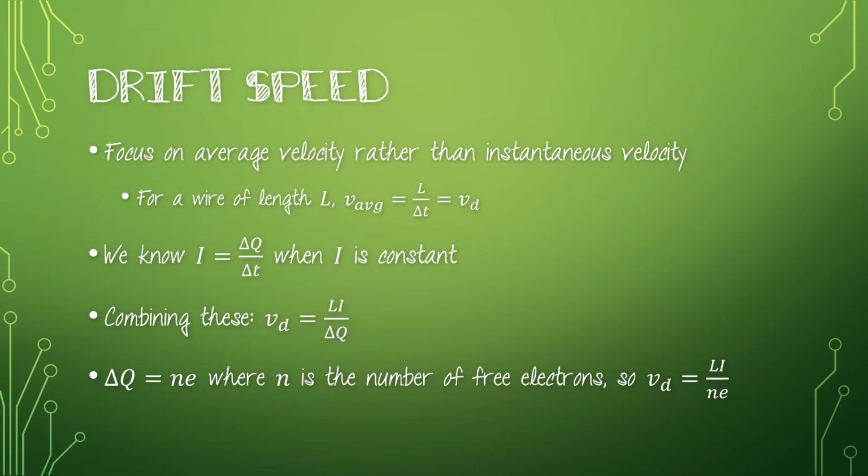One more way that we can modify this: we can say that delta q is n times the charge on an electron, e, with n being the number of free electrons. That's actually a set value depending on the material that the wire is made out of. So you can see that we have that expression for drift velocity: the length times the current divided by n times e.